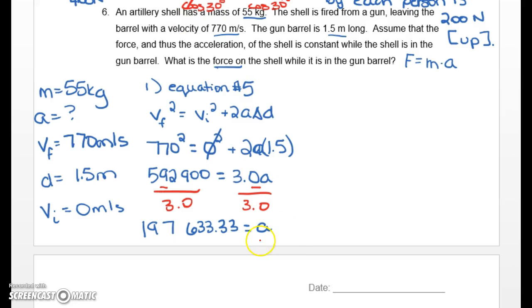Once again, I'm going to keep track of my sig figs here. We were dividing 2 sig figs by 2 sig figs, so our overall answer here will have 2 sig figs.